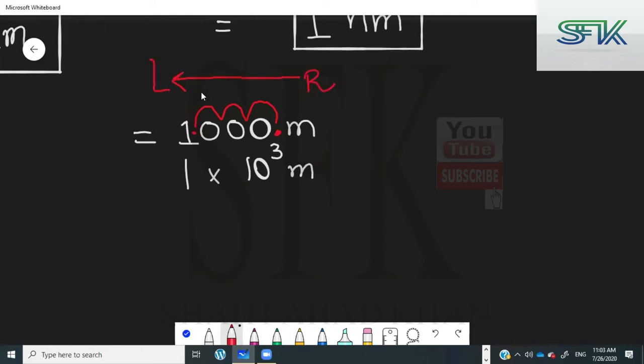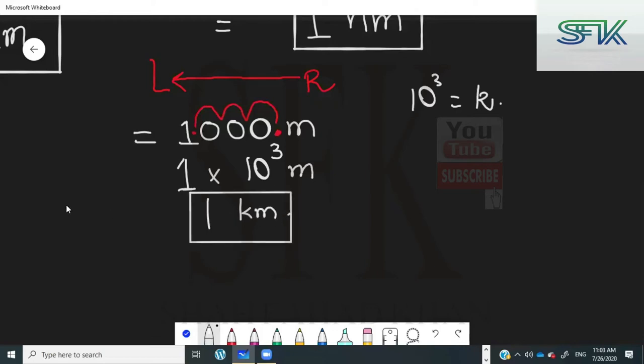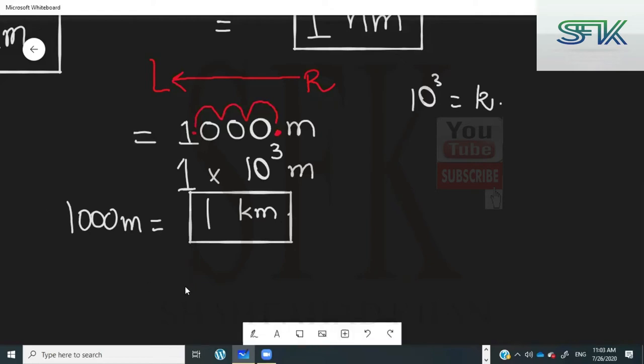So remember one thing, when you move it from right to left, the power is going to stay positive. It's not going to change, you don't need to change it to a negative sign. And 10 raised to the power of 3 is equal to the prefix kilo. So replace this 10 raised to the power of 3 by kilo. It's going to become 1 kilometer. And 1,000 meters is equal to 1 kilometer. This is what you might have known already from your previous knowledge as well. So this is how you can change it using the prefix method.